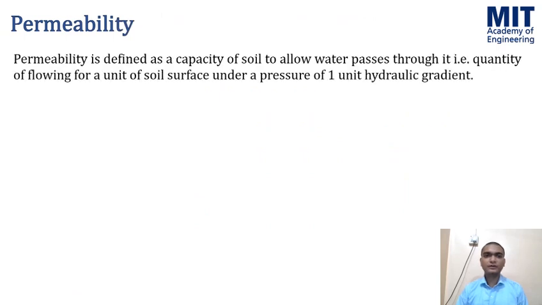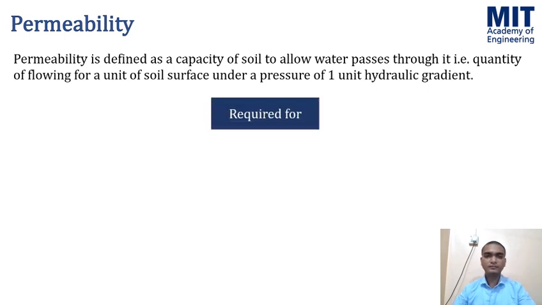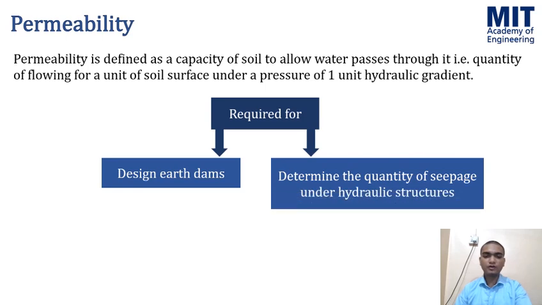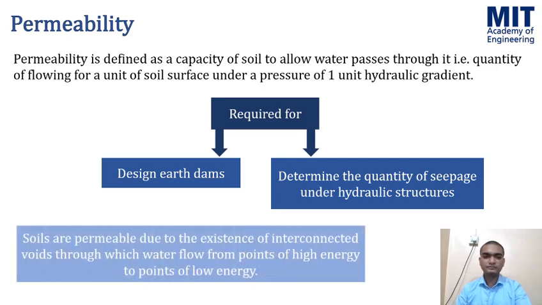Permeability. Permeability is defined as the capacity of soil to allow water to pass through it, that is, the quantity of flow for a unit of soil surface under a pressure of 1 unit hydraulic gradient. The permeability study is required for designing of earthen dams and for determination of the quantity of seepage under hydraulic structures before and during the construction of the foundation.